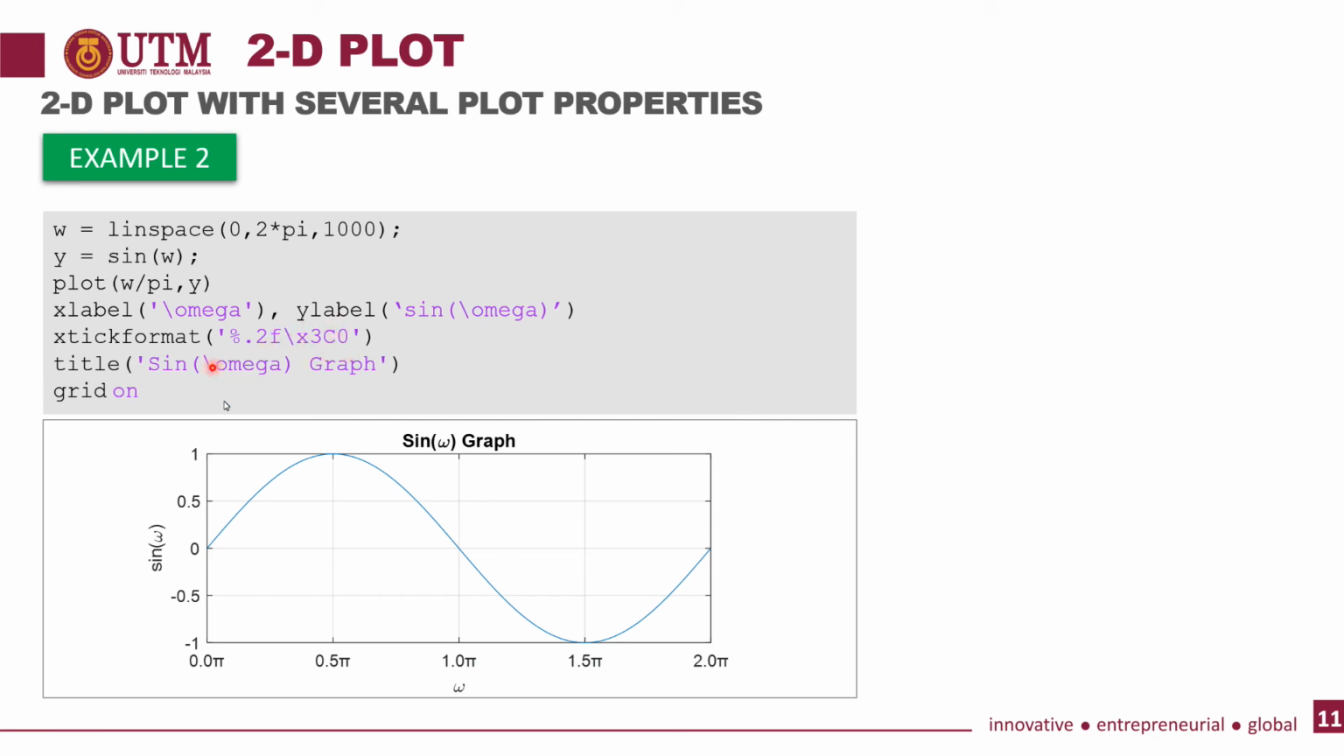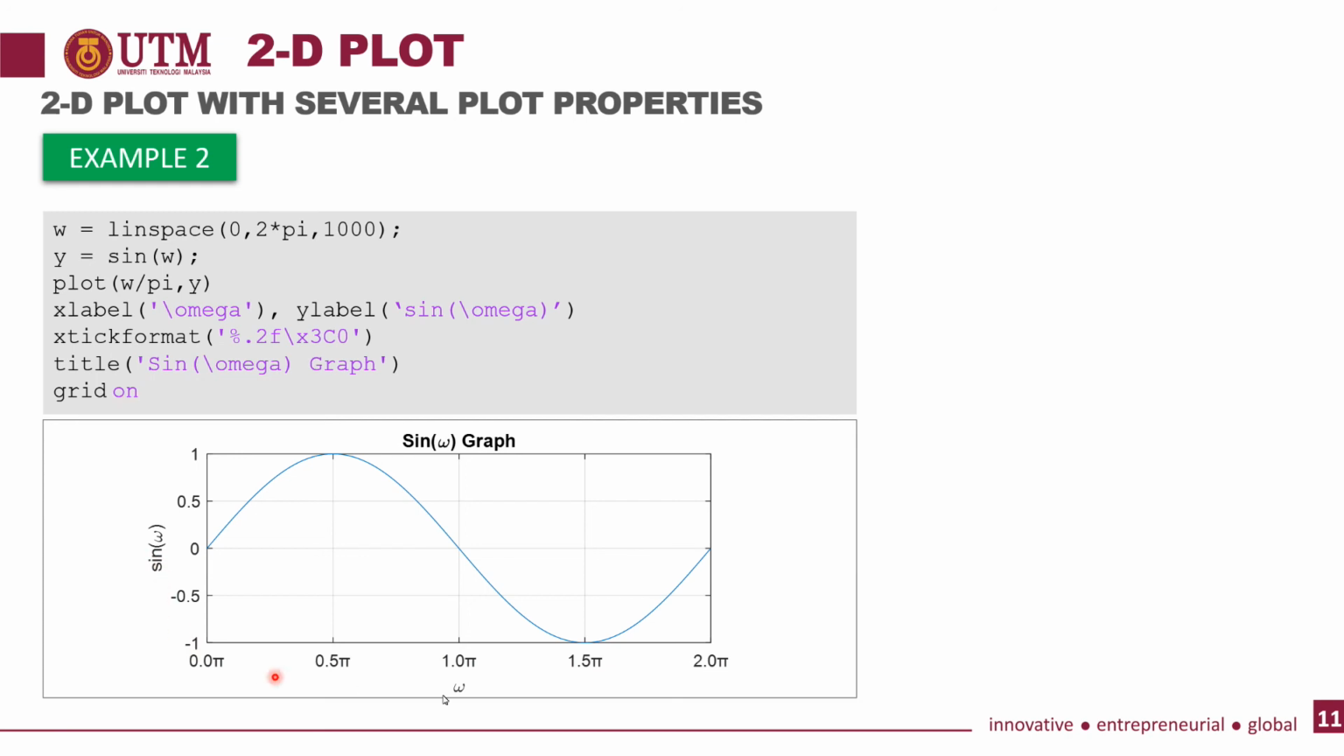If you want to show the grid, this is the grid. You see the blurry squares here, that is a grid. You just put grid on and you can get this kind of graph. This is how you can customize your graph with several plot properties. If you want your graph to have a grid, you must put grid on.